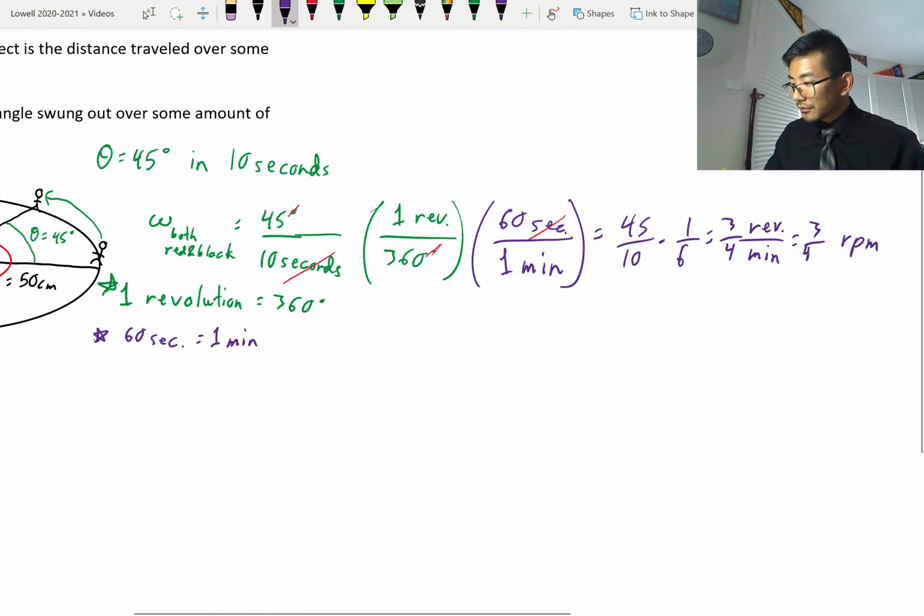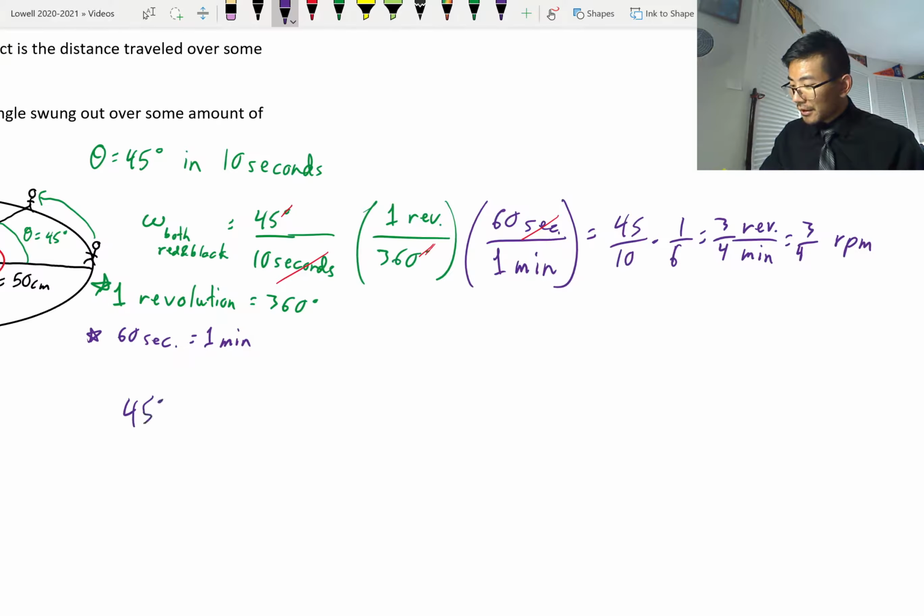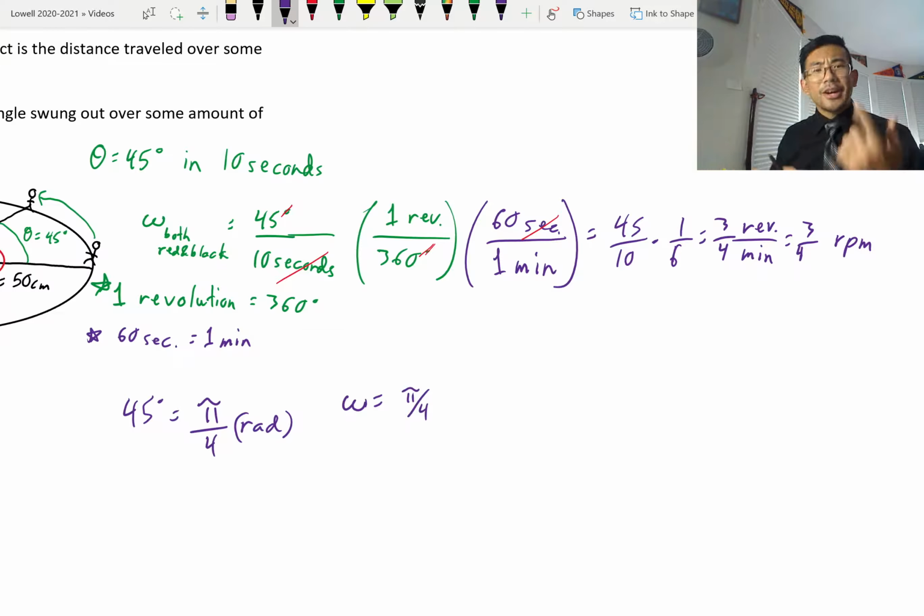Notice here, 45 degrees, and check my work here, is actually pi over 4 radians. I'm going to put radians in parentheses because radians, again, is a kind of dimensionless unit, so we don't really need to write it at all. But then I would say, okay, omega, our angular speed, would be pi over 4 radians in 10 seconds. Again, all that means is that it sweeps out an angle of pi over 4 radians in 10 seconds.